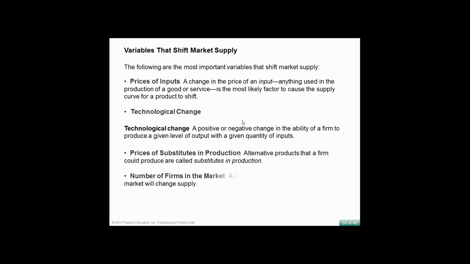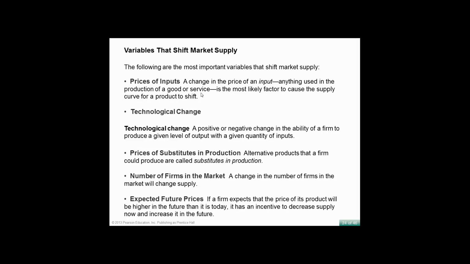The following are variables that shift market supply. The price of inputs. A change in the price of an input, which is anything used in production, is the most likely factor to cause a supply curve to shift. I think about the airline industry or the cruise ships, and how the cost of fuel changes how much they're willing to supply at a certain price. Basically, it drives up the price, right? Here's why. Because they're only willing to supply so many things at a certain price. And when the price of inputs goes up, it changes the supply.